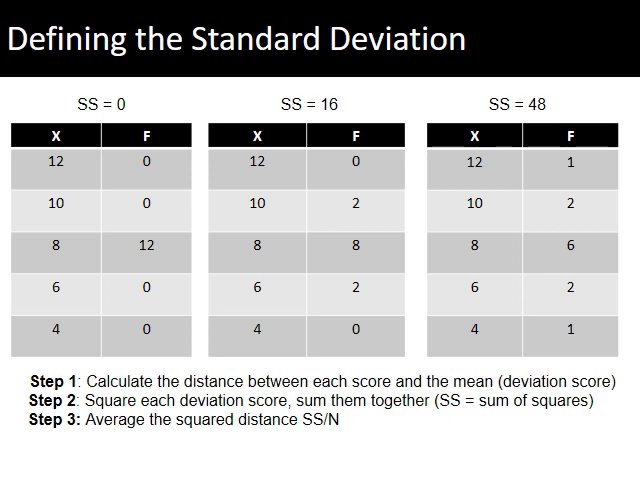Then we square each deviation score and we sum them together. This gives us a sum of squares. That's step 2. And then we're going to average the squared distance by taking the sum of squares and dividing it by n, right? The number of scores. If you look along the top, you'll see the sum of squares for each of these tables. And if you've been working along, this is what you should have arrived at for the sum of squares. So this would be the result of taking all of the deviations, squaring them, and then summing them.